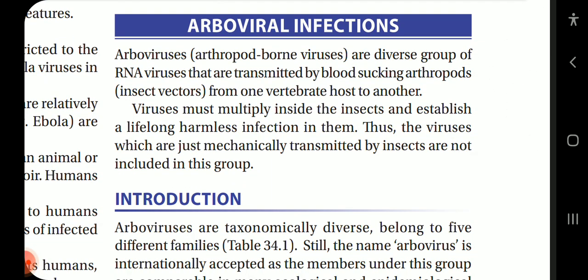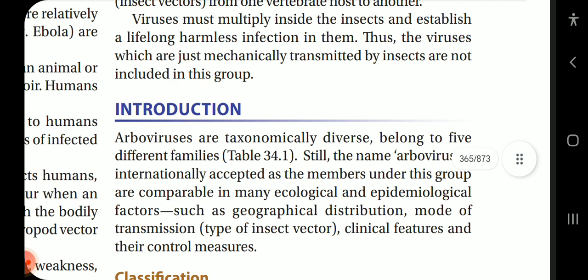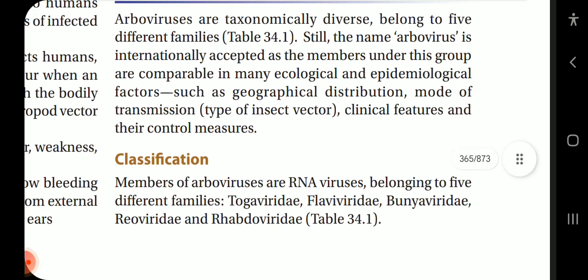Arboviral infections. Arboviruses, arthropod-borne viruses, are a diverse group of RNA viruses that are transmitted by blood-sucking arthropods, insect vectors, from one vertebrate host to another. These are viruses that multiply inside the insect and establish a lifelong harmless infection in them. Thus, the viruses which are just mechanically transmitted by insects are not included in this group.